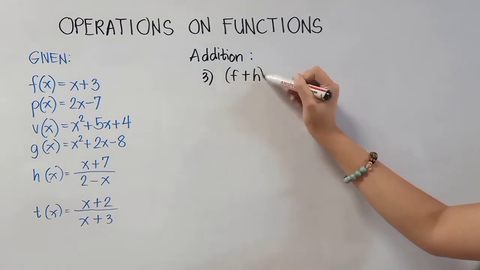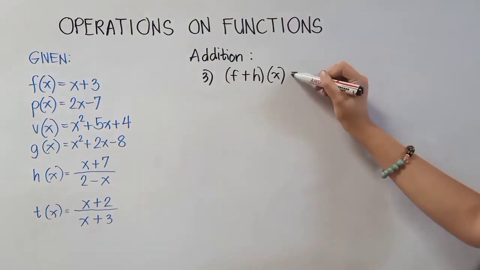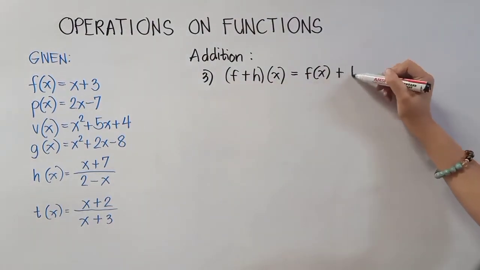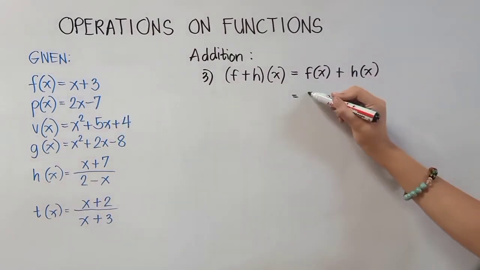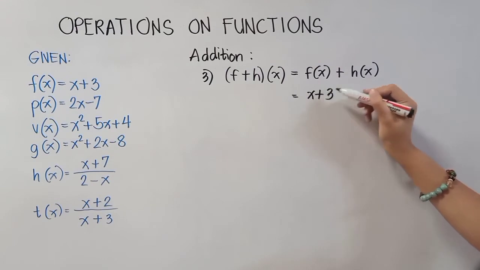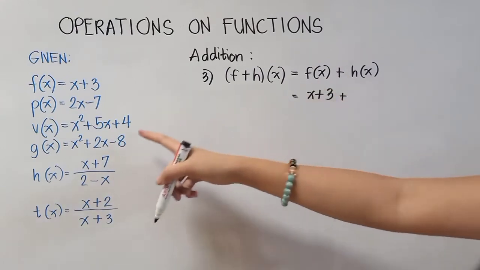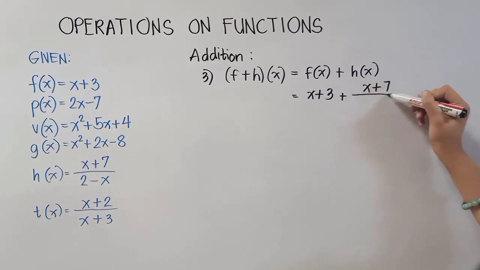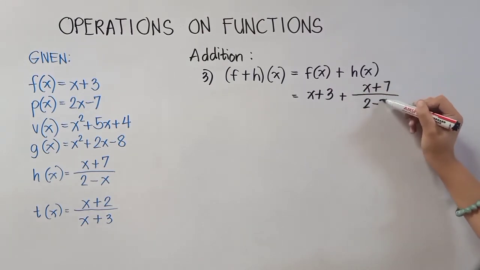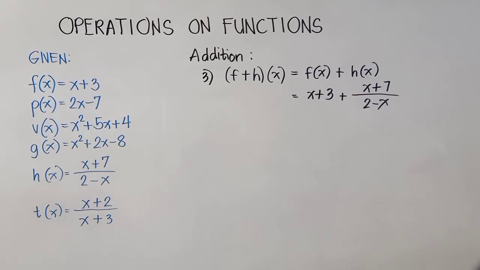We are now on number 3. We can write that one as f of x plus h of x. Now f of x is equal to x plus 3, and then h of x is equal to the fraction quantity x plus 7 all over quantity 2 minus x.